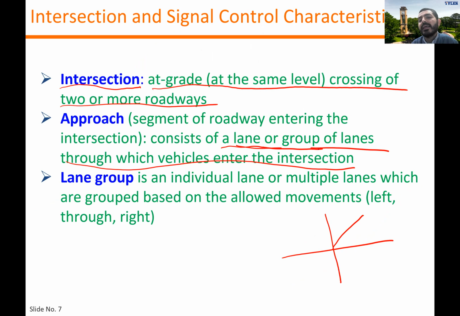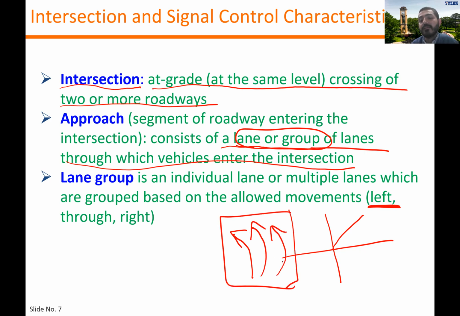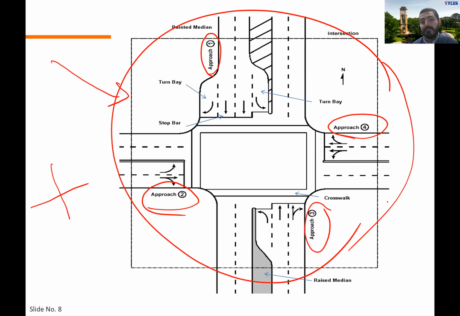What do I mean by a lane group? It can be one lane or it can be a lane group. A lane group is an individual lane, or multiple lanes which are grouped based on the allowed movement. If I have one lane to the left, or two lanes to the left, or three lanes to the left, this is considered a lane group. If I have two through lanes, this is another group. If I have a designated right turn, that's a third group. So again, back to this picture.